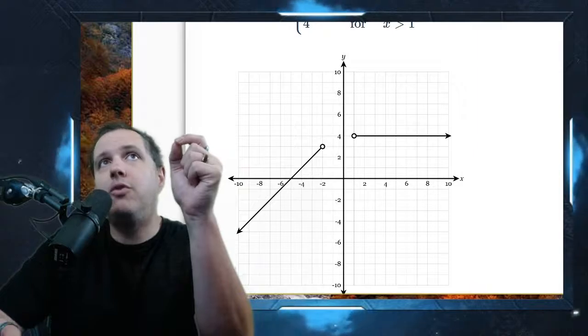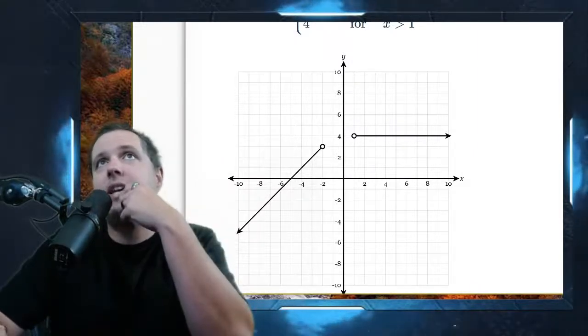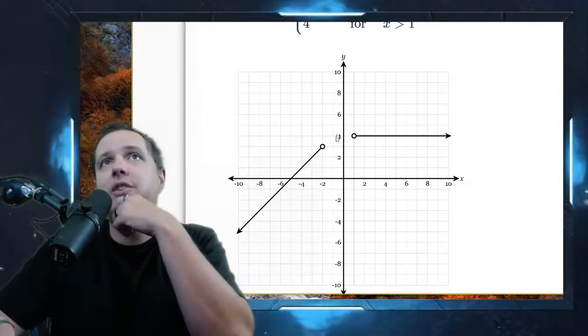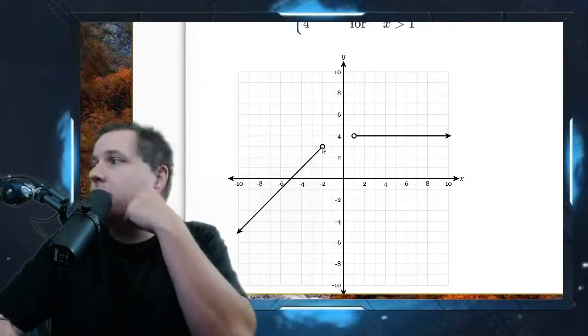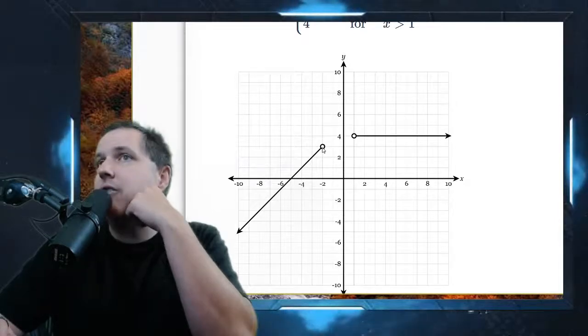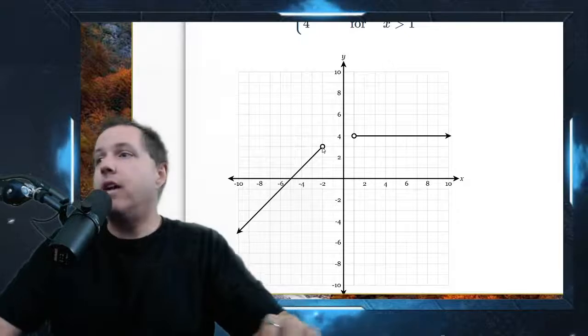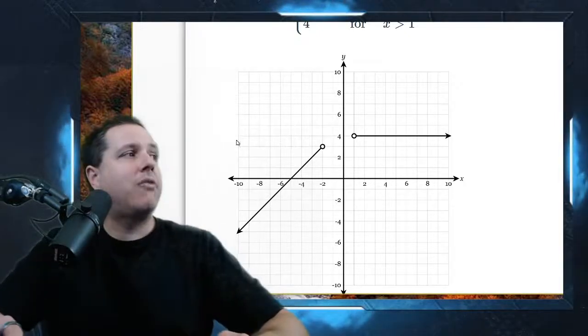So plug -2 in here. -2 is less than, well, it's right at -2. So we use the top function, but -2 plus 5 is 3. So we use that function value. Okay? Yeah, good question.